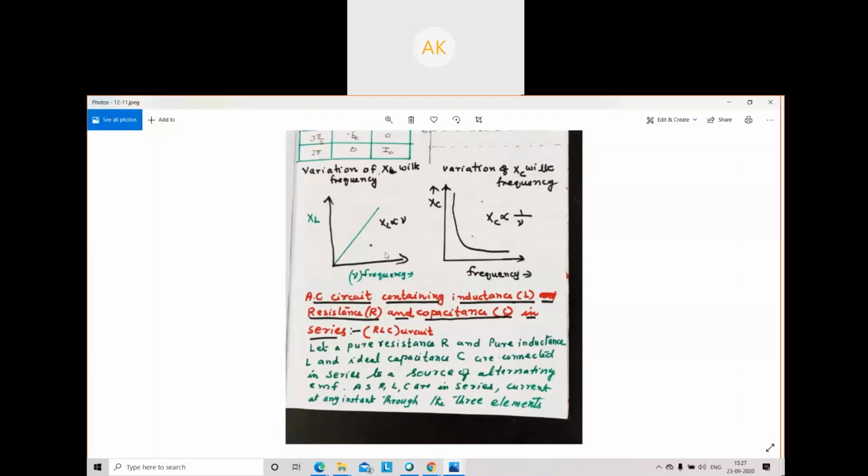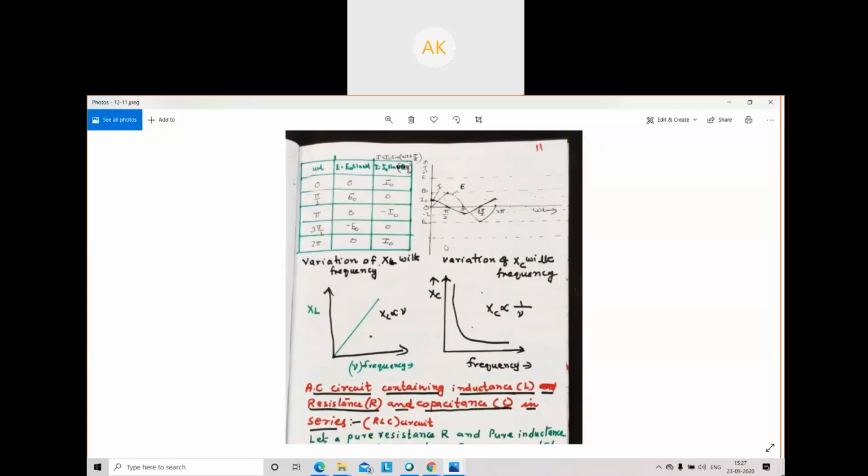But in a capacitor, XC is equal to 1 by C omega, and omega equal to 2 pi into nu. So frequency and capacitive reactance are inversely proportional. We get a graph like this, inversely. And the graphical representation of AC when it is passed through the capacitor is shown here. That graph is plotted by finding these values.